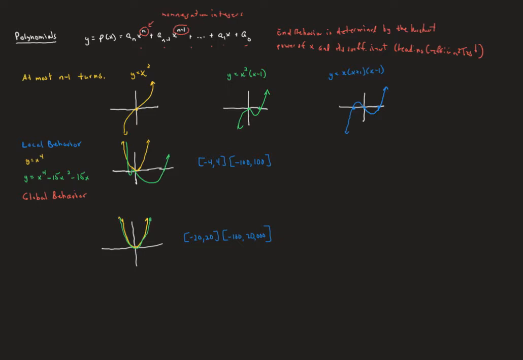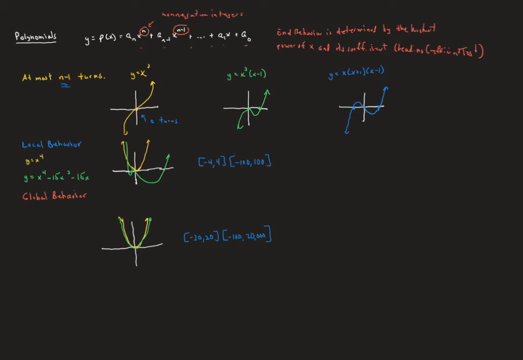Okay, notice that since it's a third degree, you have at most 3 minus 1, 2 turns. So the x to the third didn't actually turn at all, so it had 0 turns. It did not change direction at all.